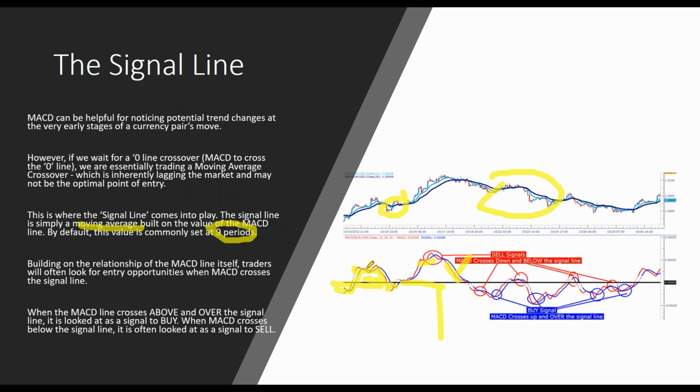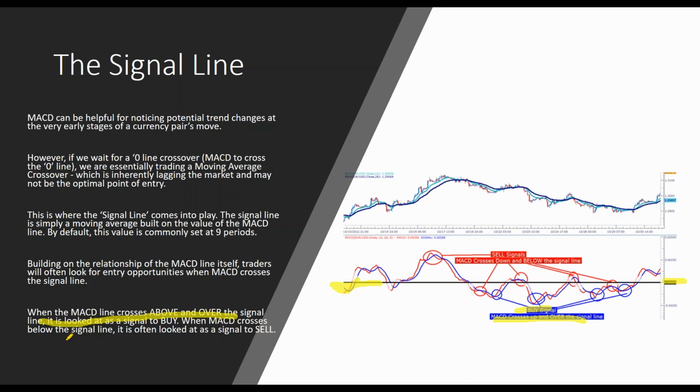Now when the MACD line crosses above and over the signal line, it is looked at as a buy signal. So in other words, whenever the red line crosses the 0 point, that tells us it's a crossover and we're looking for an entry. When the MACD line, which is the red line, crosses above and over the signal line, the signal line is the blue line, it's giving us a buy signal.